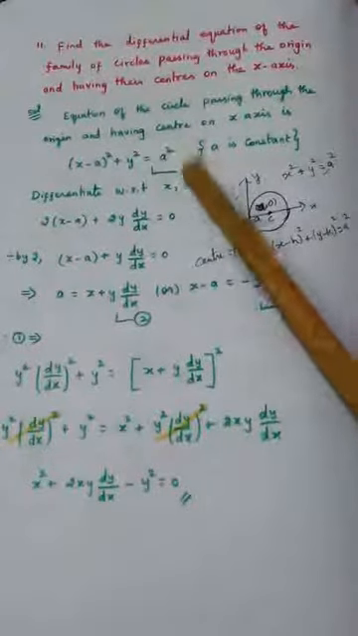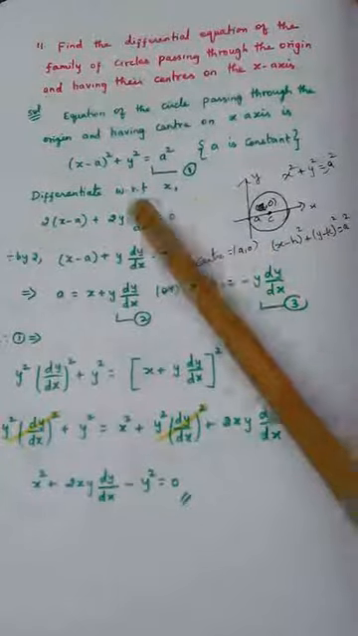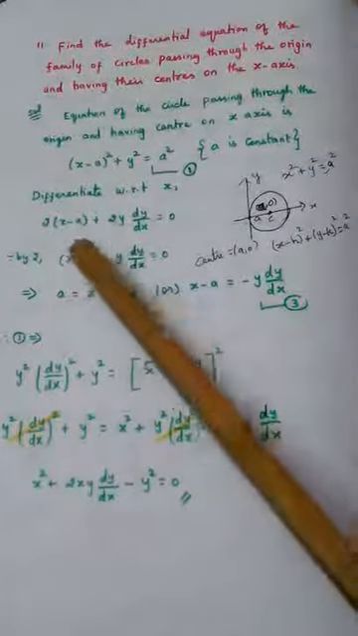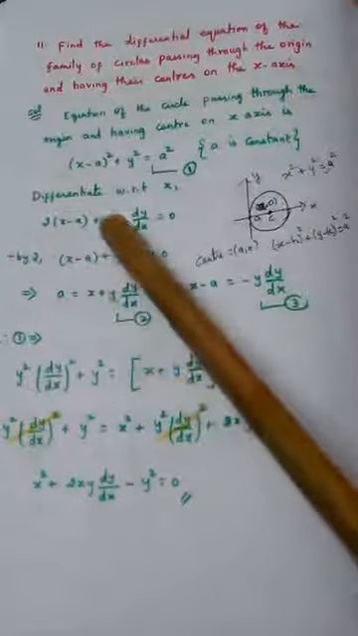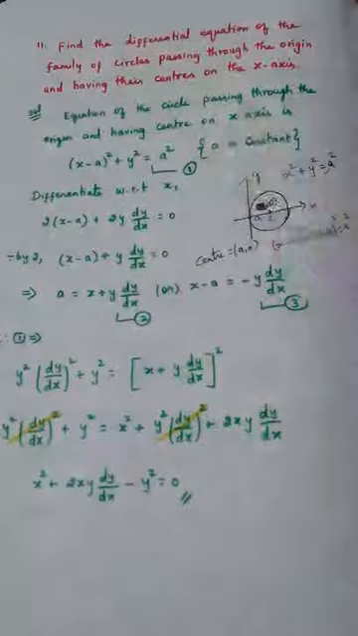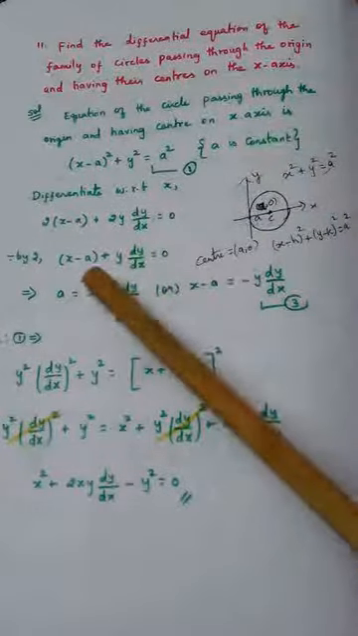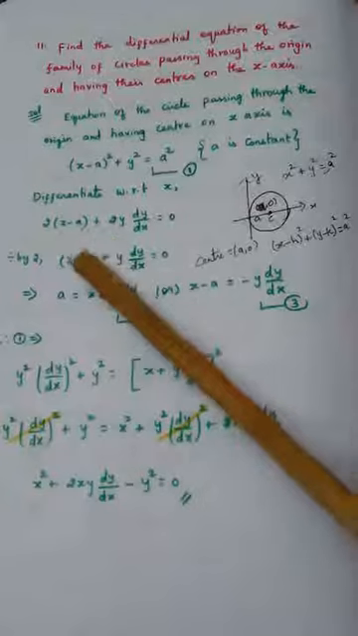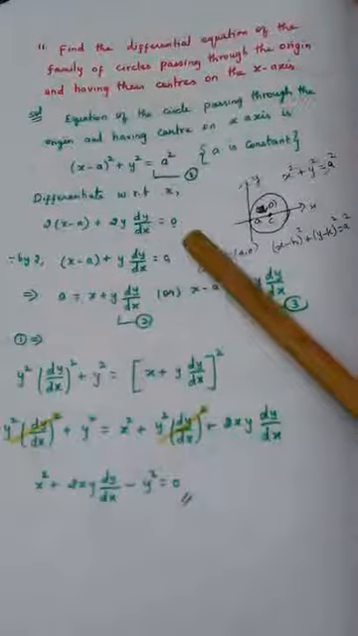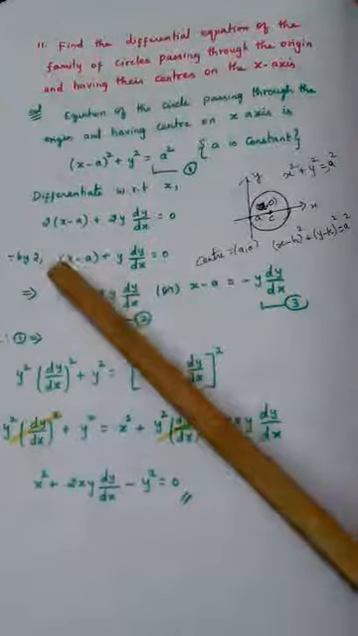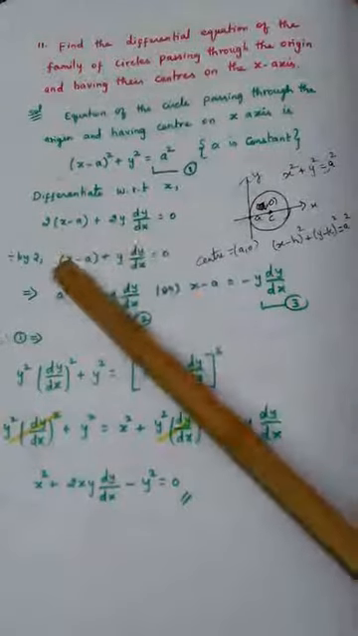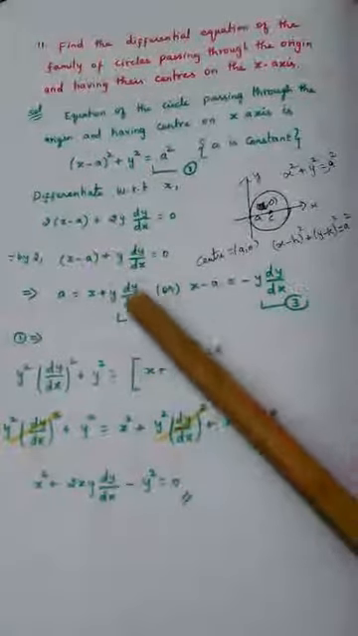Since a square is constant, it becomes 0. When we divide by 2, what happens? 2 will go, x minus a, 2 will go, y dy by dx equal to 0. From this I want to calculate a. So this minus a alone is taken to the other side and becomes plus a. All the remaining terms are on the same side, x plus y dy by dx.